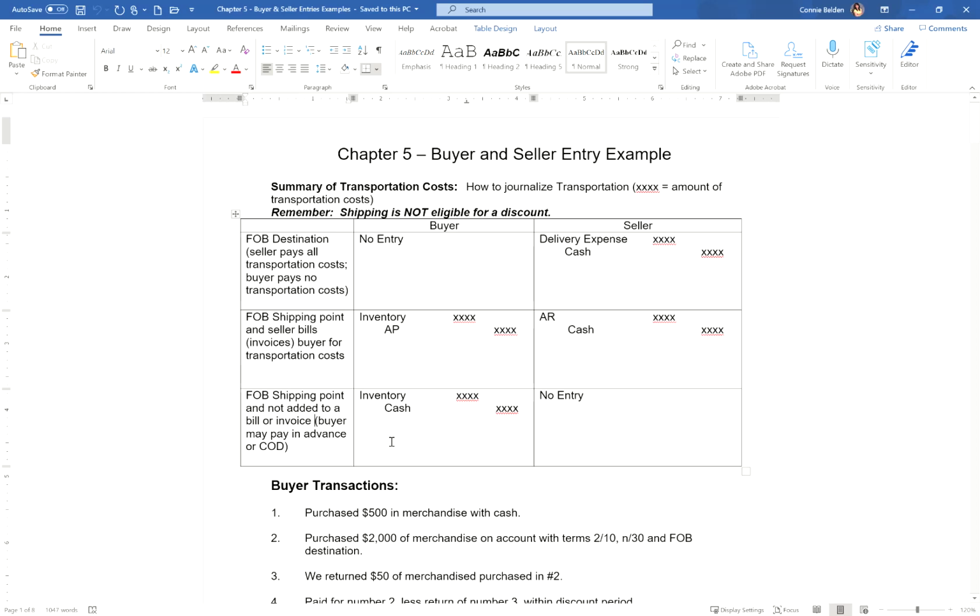The next one is also free on board to shipping point, but the difference is it's not billed or invoiced by the seller. So therefore, the buyer maybe pays it by cash beforehand or as it arrives. So therefore, there's still a debit to inventory. You still consider it as part of your inventory cost, but the credit is to cash instead of accounts payable since you weren't billed for it as the buyer.